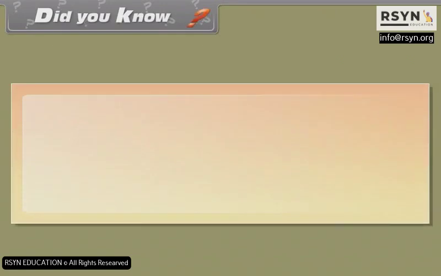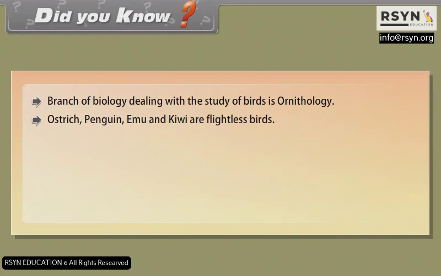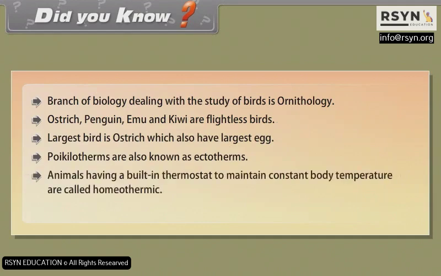Did you know? The branch of biology dealing with the study of birds is ornithology. Ostrich, penguin, emu, and kiwi are flightless birds. Largest bird is ostrich, which also has the largest egg. Poikilotherms are also known as ectotherms. Animals having a built-in thermostat to maintain constant body temperature are called homothermic. Fish which eradicates mosquito larvae is Gambusia.